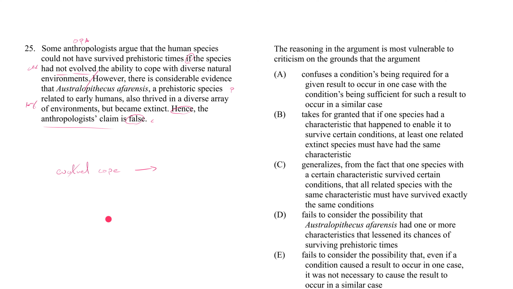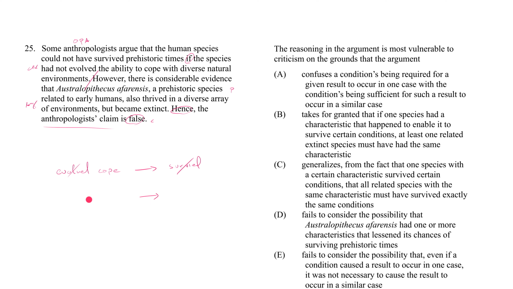So what's the anthropologist saying? That if they had not evolved the ability to cope with natural environments, then they would not have survived prehistoric times. Now, do you recall what a contrapositive is? If not, review the lesson on contrapositives. If you do, then show me what the contrapositive is here. Okay, remember, you just flip the two things around, right? You flip the two things around and you slap negations on both. Right?